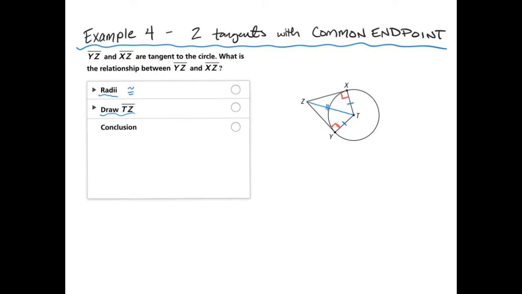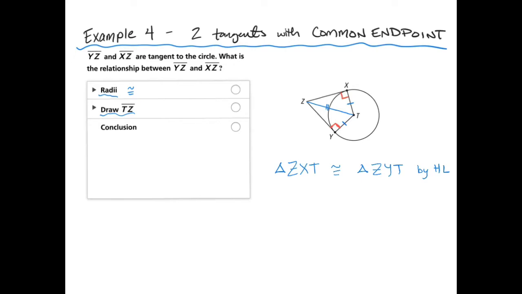So we have our triangle ZXT, and then below that, we have triangle ZYT. And they're both right triangles. And I could say that they are congruent to one another, and I would use the hypotenuse leg theorem that we learned many, many months ago.